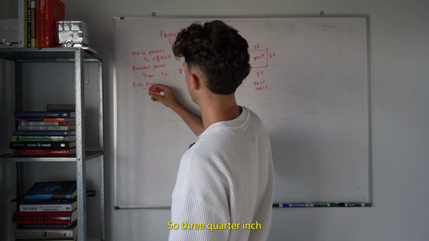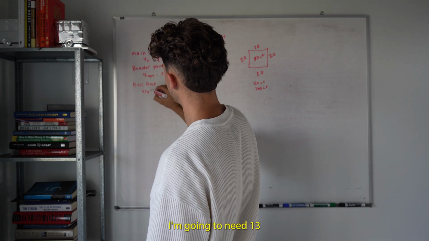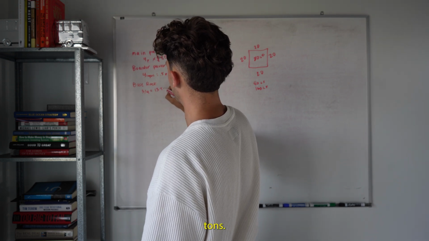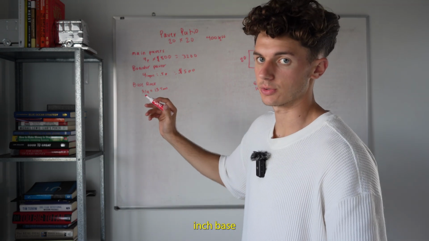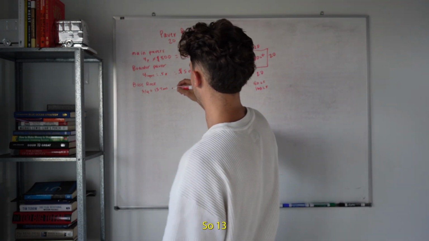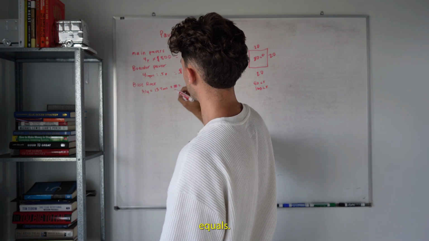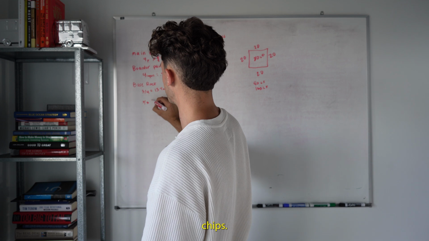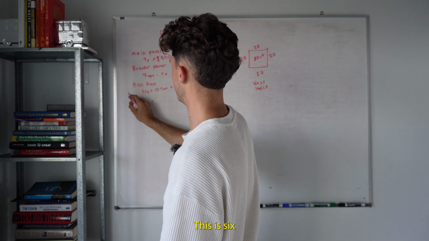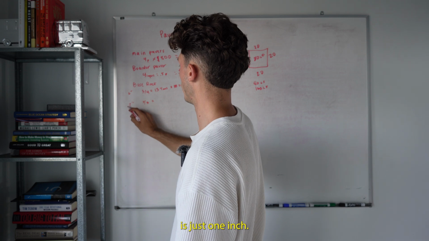Base rock. So 3/4 inch, I'm going to need 13 tons. And in my area, 3/4 inch base rock is $38 a ton. So 13 tons times 38 equals, I'll do the math in a second, but then we'll also calculate our 3/8 chips. This is 6 inches of base of that, and then 3/8 chips is just 1 inch.